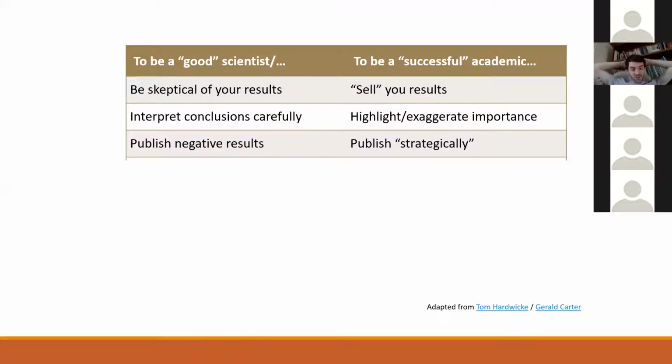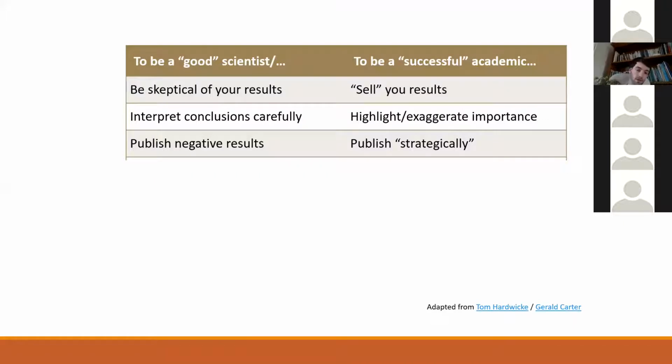To be a good scientist, you want to publish your negative results. If you want to be a successful academic, you might want to publish strategically. I feel this barrier is being worn away slightly at the moment. But you hear a lot of cases of people who want to sell a certain narrative with their research. They only want to publish things which agree with their theories.